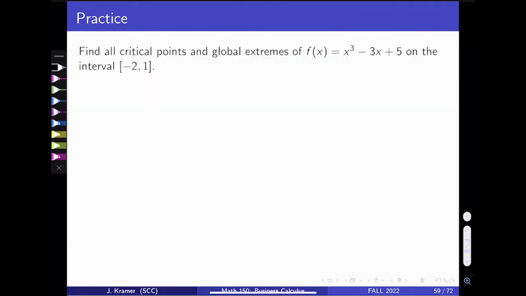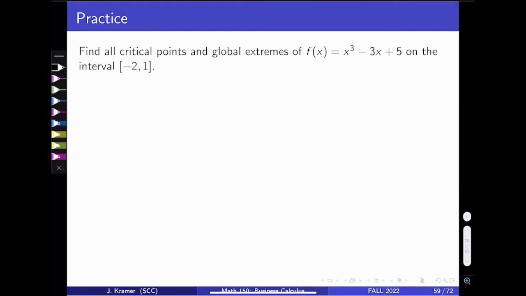We want to find all critical points and global extremes of f of x equals x cubed minus 3x plus 5 on the interval from negative 2 to 1. We'll start by finding our critical numbers. I'm going to use the second derivatives test in this video, but you may use the first derivatives test. We'll compare all of our critical number values to our endpoint values and then make our final conclusion.